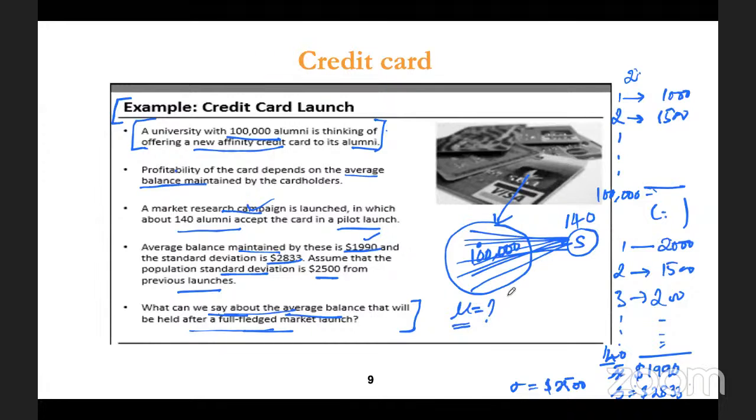Now coming to the answer. In order to answer this question, we have already taken the sample, and the sample mean is 1990. So can't we say that 1990 itself would be the average outstanding balance when we roll out to all these 100,000 students? Can't I say that this mu, even if I give the credit card to all these students, would be 1990, since I got it from the sample? Can I say that?